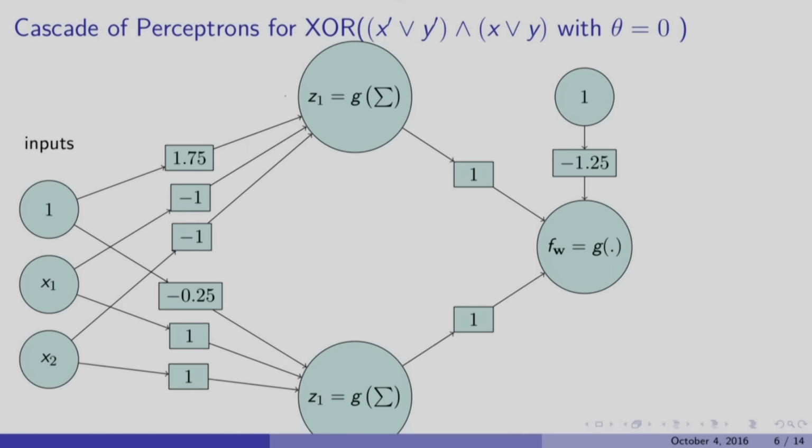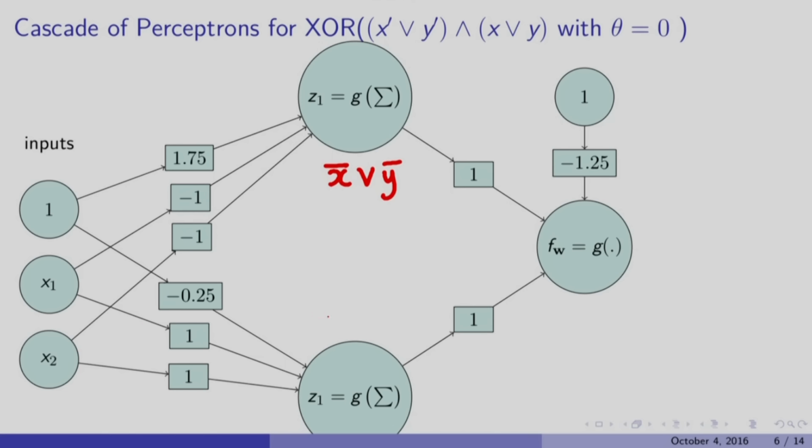And here is this cascade of perceptrons for XOR. We have set the threshold theta to be 0 with some slight modification to the bias. So what you see here on the top is negation x or negation y, and you can convince yourself that when x and y are 1 each, with a threshold of 0, you get minus 0.25, which should give you value 0 here with the g function. For all of the other configurations you will get 1.